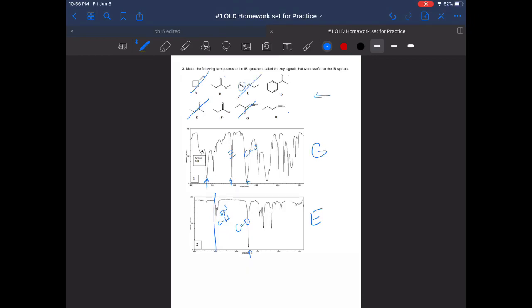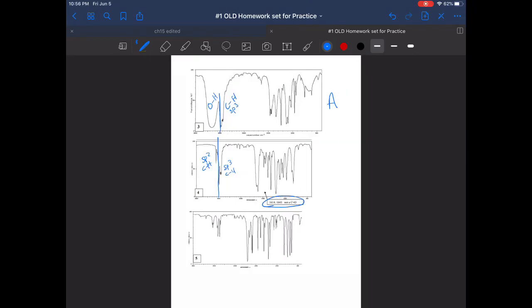Okay, continuing on. Let's mark that. That is going to be C. When we look at number 5, this is a cool one here. This is a great example of really paying attention to this line right here.